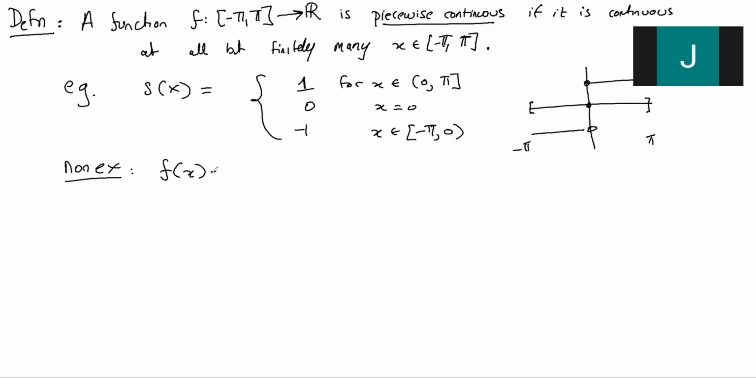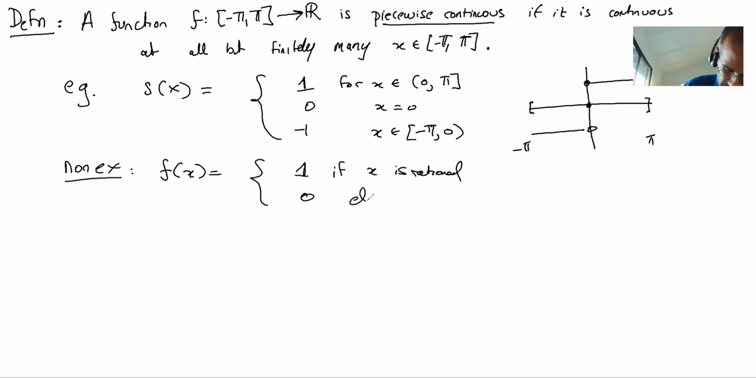f of x equals 1 if x is rational, 0 otherwise. That's a legitimate function, right, on the interval, but that's not continuous anywhere. Okay, thank you. So we won't be dealing with such pathological functions in the course, but it's a great question.